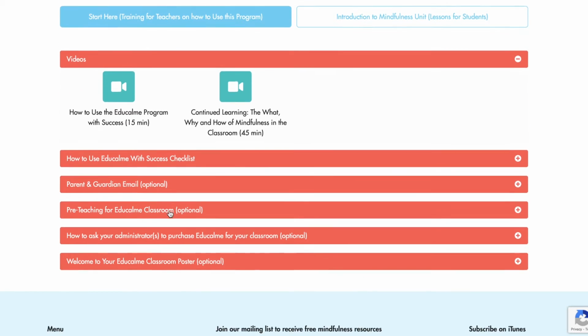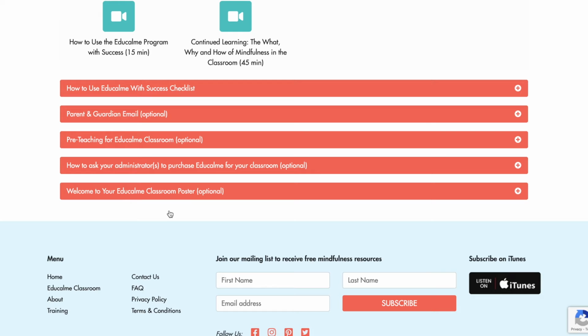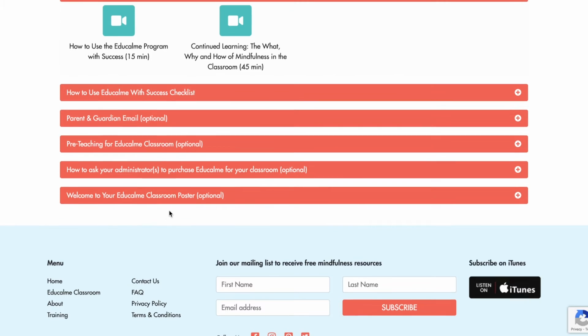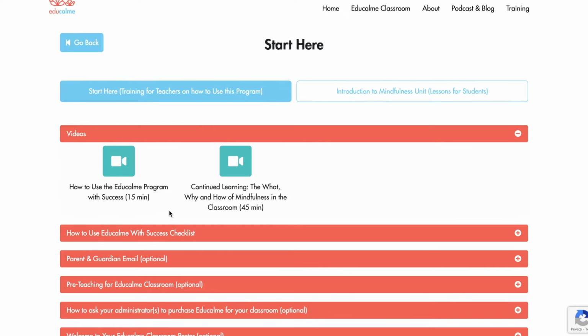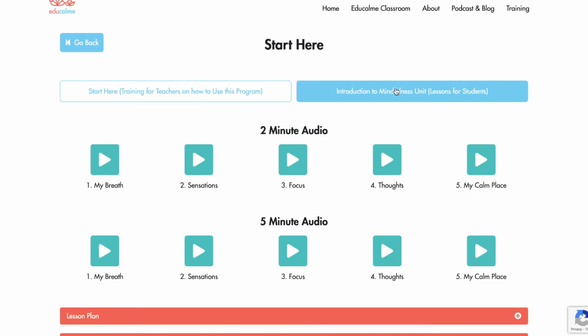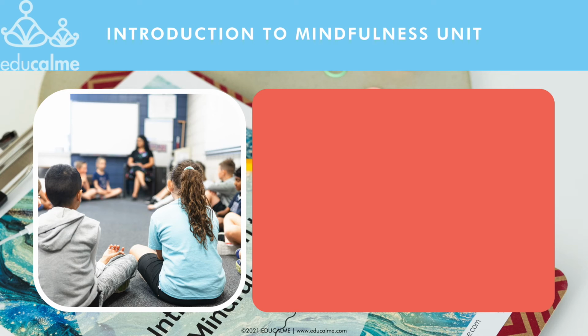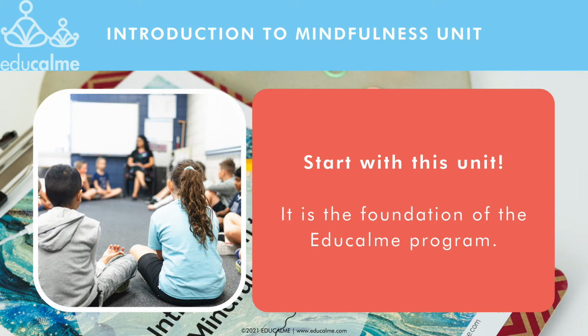The rest of the resources in this unit are optional and are simply there to support you and your students' needs. Note that this is the only unit in the program that's just for teachers. The other units look more like this one, the second unit inside the Start Here theme, Introduction to Mindfulness. We encourage all teachers to start with this unit in your classroom because it's the foundation of vocabulary and knowledge your students will need to have success with the program.